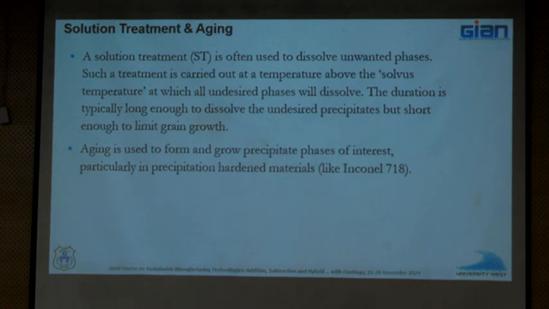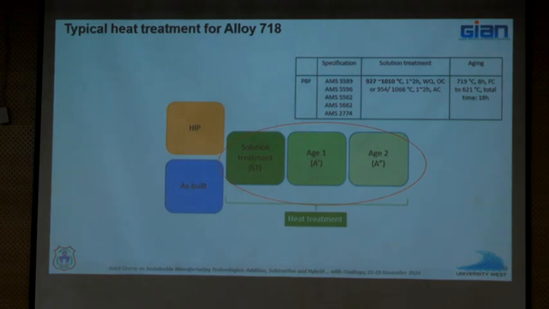So again, a little bit of the same: solution treatment to dissolve unwanted phases, aging to form and grow precipitates of interest. Yeah, and Inconel 718 is a precipitation strengthened superalloy, right? And that's the reason why you have the kind of aging treatments like I specified just now. Oh, I thought I didn't put the standard, but looks like I have, right?